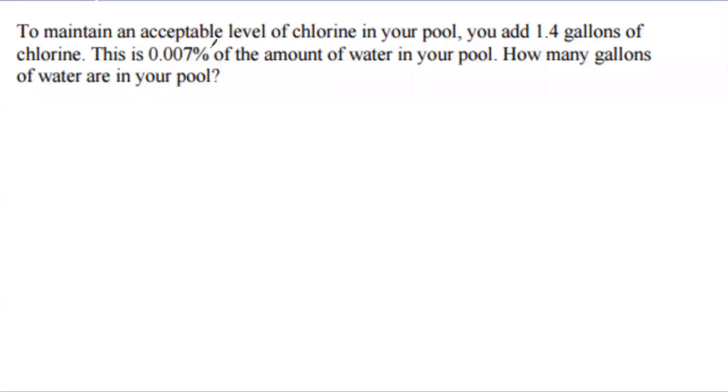To maintain an acceptable level of chlorine in your pool, you add 1.4 gallons of chlorine. This is 0.007% of the amount of water in your pool. How many gallons of water are in your pool? So the first thing I'm going to do is write up my basic setup for my percent equation, which states that my part is equal to some percent of my whole amount.